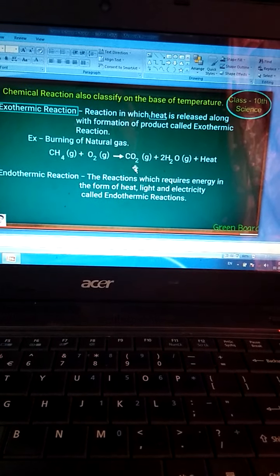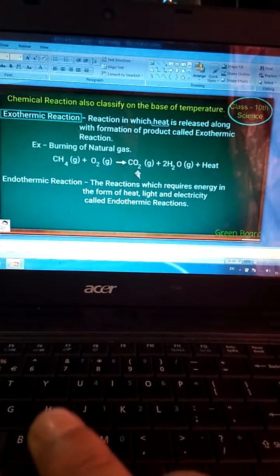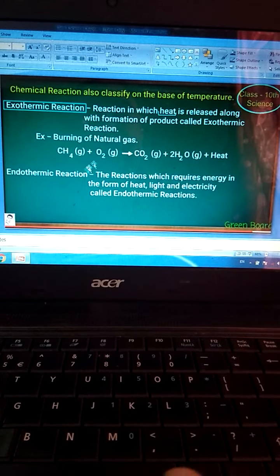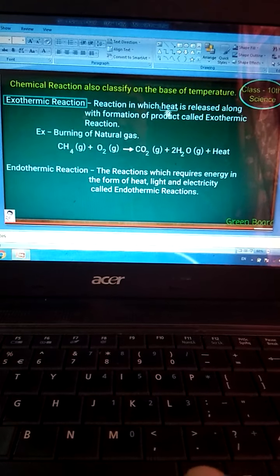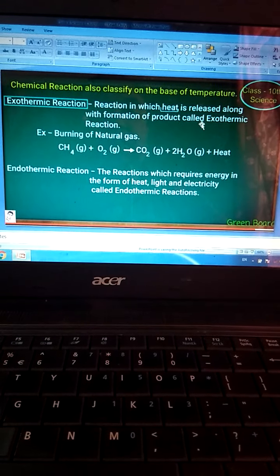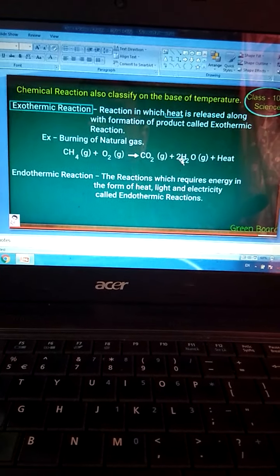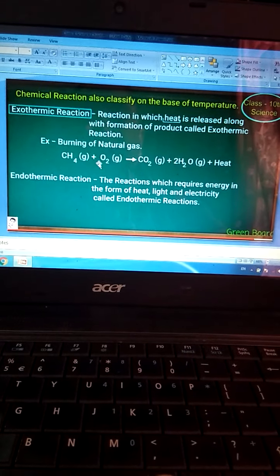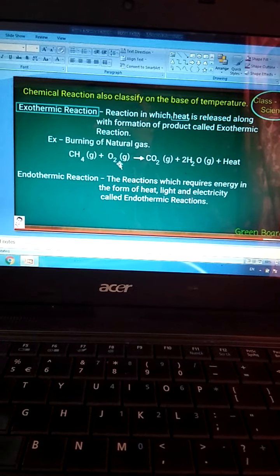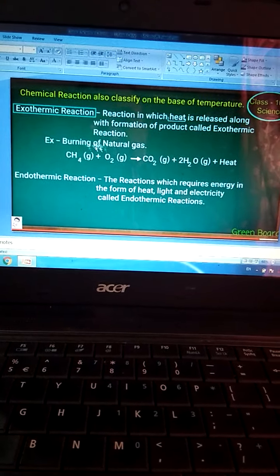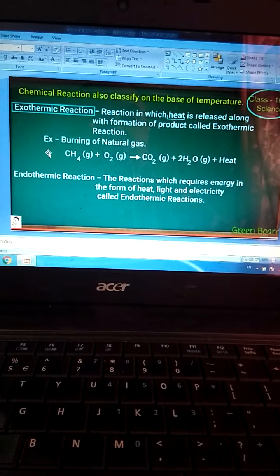After that, now chemical reactions are also classified on the basis of temperature. So on the basis of temperature, these reactions can be classified into two types. One is exothermic reaction and another one is endothermic reaction. A reaction in which heat is released along with formation of product is called exothermic reaction. The reaction in which heat is given out is called exothermic reaction. Example here, burning of methane with oxygen. We can see carbon dioxide and water plus heat is given out. Heat is given out here.